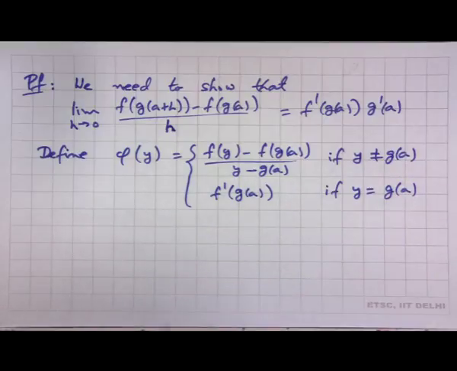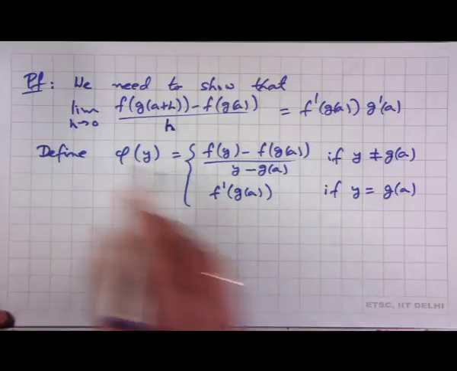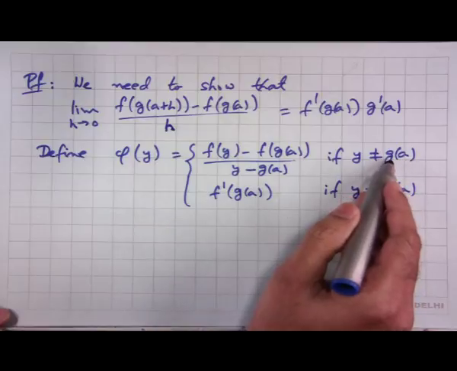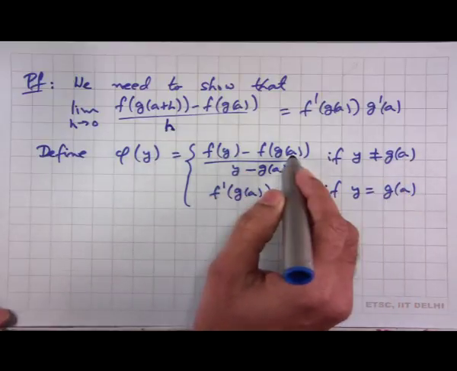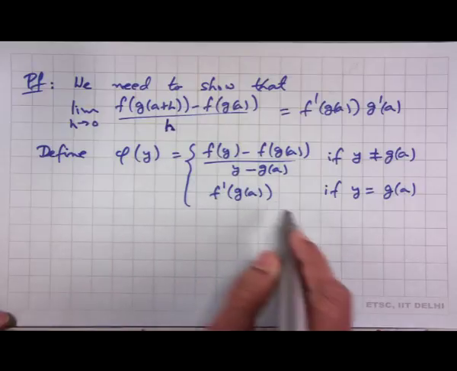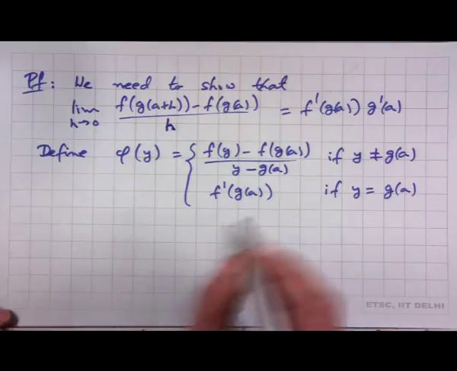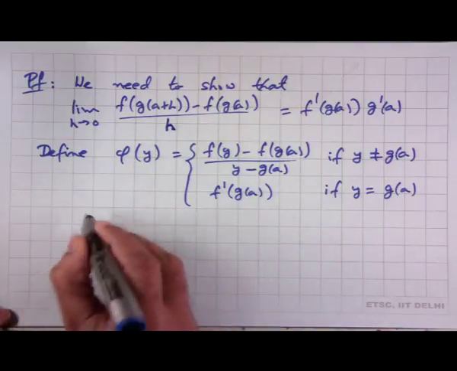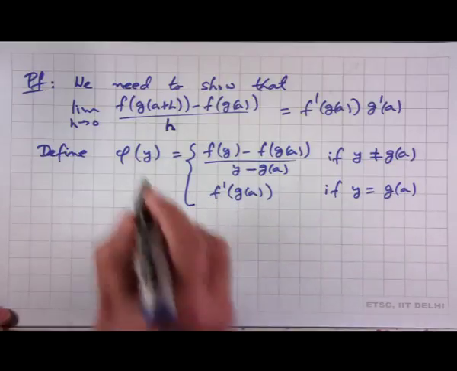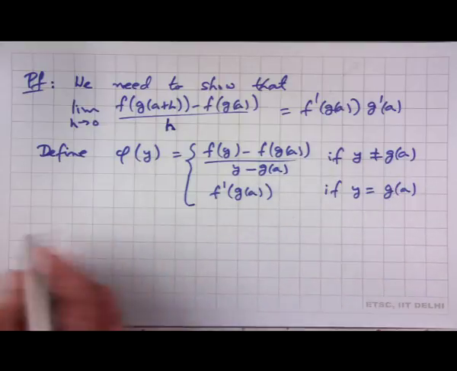We know that f prime of g(a) exists. So, phi of y is a function defined in this form: if y is not equal to g(a), it is [f(y) - f(g(a))] by [y - g(a)], and it is equal to f prime of g(a) if y equals g(a). Now, one important thing is that this function then becomes continuous.